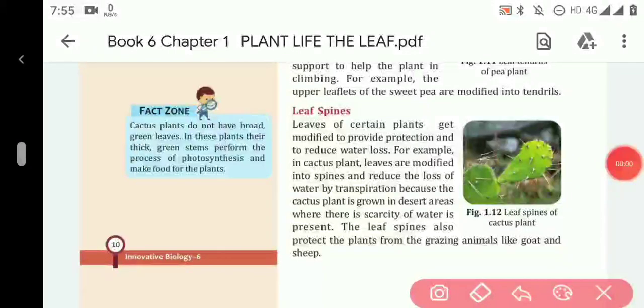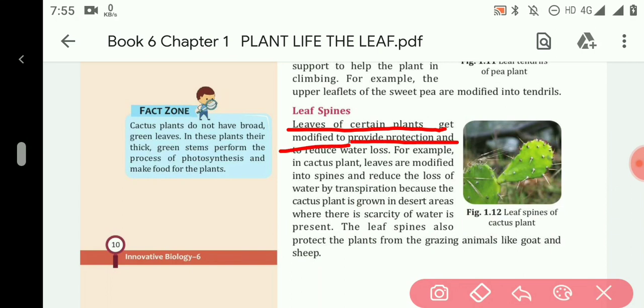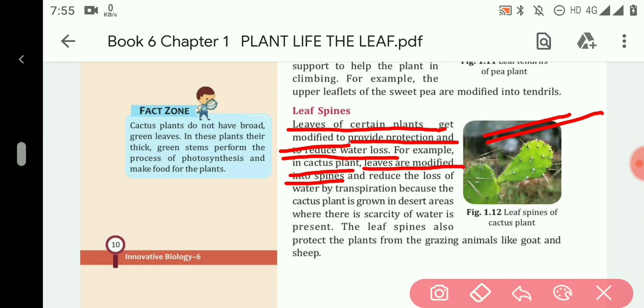Next type of modification is leaf spines. The first one was leaf tendrils, and they provide a support system to the weak stems. What are leaf spines? The leaves of certain plants such as cactus get modified to provide protection and to reduce water loss. What is water loss? Transpiration. For example, in the cactus plant, as you can see here, leaves are modified into spines.